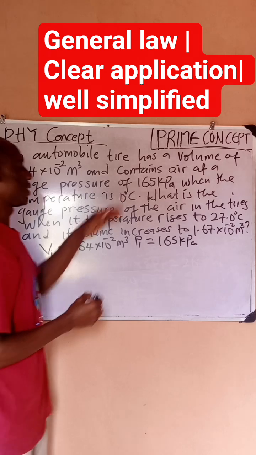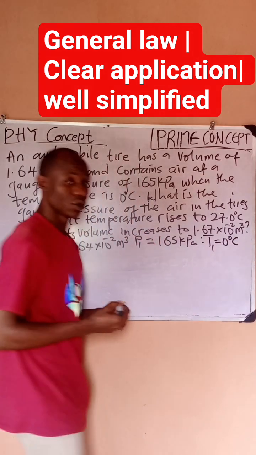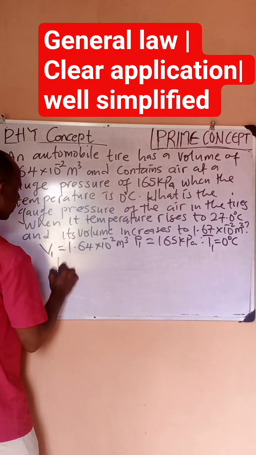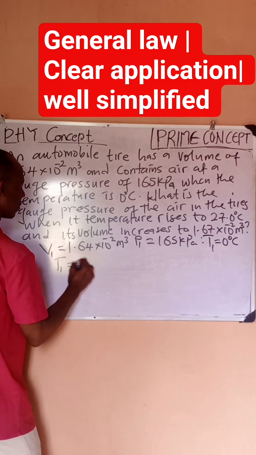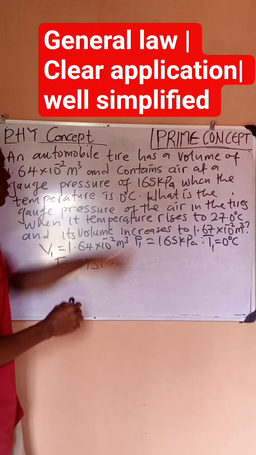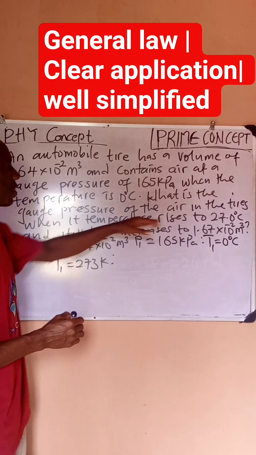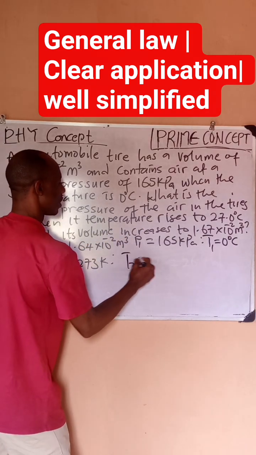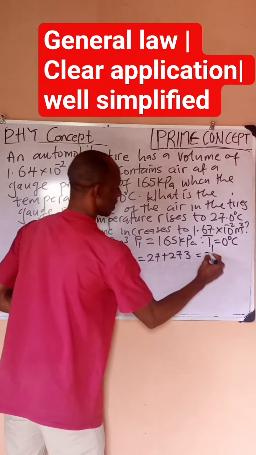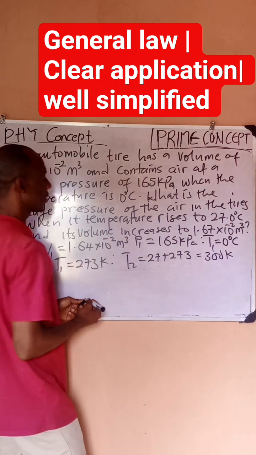When the temperature is this, so the initial temperature T1 is equal to 0 degrees Celsius. Of course, you know you won't be using this. You have to convert to the SI unit by adding 273. So our T1 is going to be 273 plus 0, which is still 273. And they said, what is the gauge pressure of the air in the tires when its temperature rises to 27 degrees? So T2 is going to be 27 plus 273, right? So that this becomes 300 Kelvin, right?